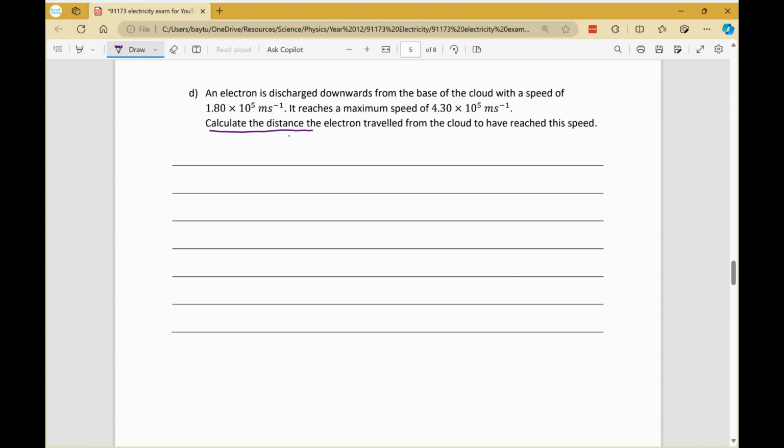So we know some speeds. We know the maximum speed it reaches and the starting speed. So let's write out what we know. Vi equals 1.80 times 10 to the power of 5. Vf, final speed, that we're interested in, is 4.30 times 10 to the power of 5. We know it's an electron, so we know that the charge on the electron will still be negative 1.6 times 10 to the power of negative 19 coulombs. We also know that the electric field strength is 25,500 volts per meter.